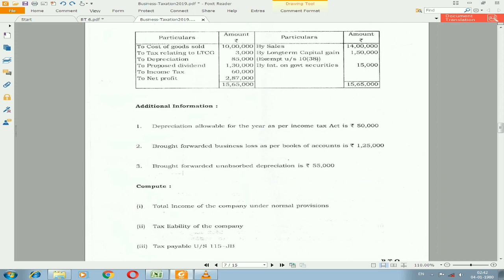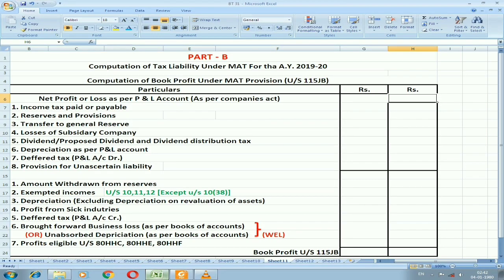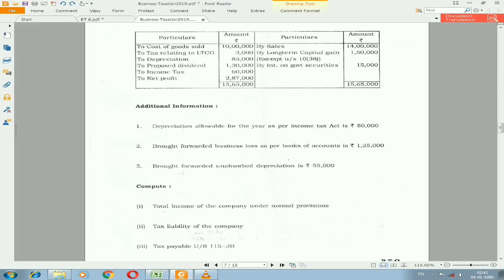Now we are supposed to find out the tax under MAT 115 JB, as we have found out the tax liability under normal provision. Now we need to find out the tax under MAT 115 JB. So let us start with the first step, book profit calculation. On the book profit calculation, format will be fixed. So only items we are supposed to take what we have mentioned. So let us start with the net profit.